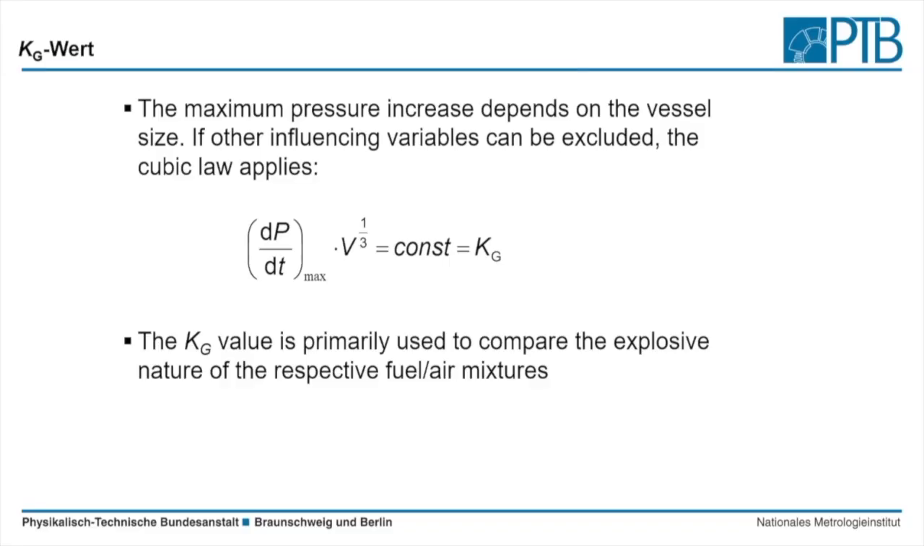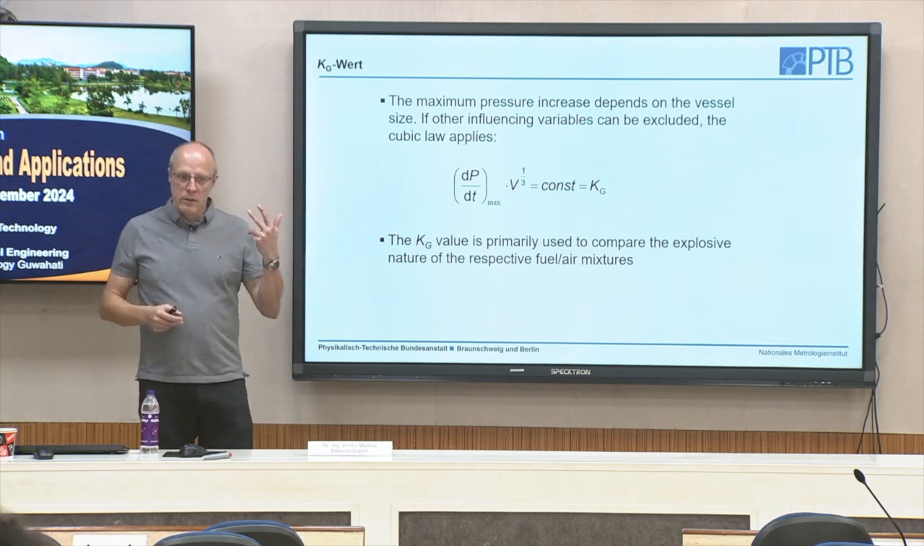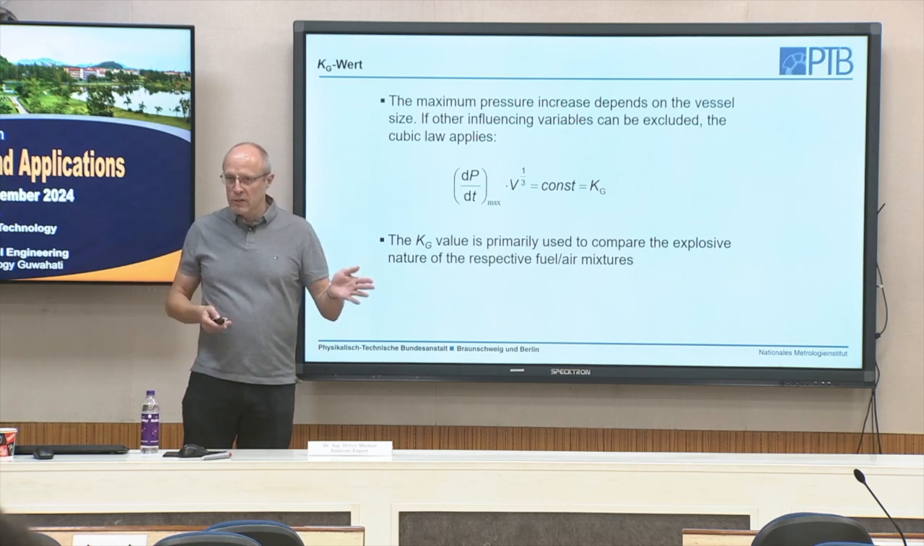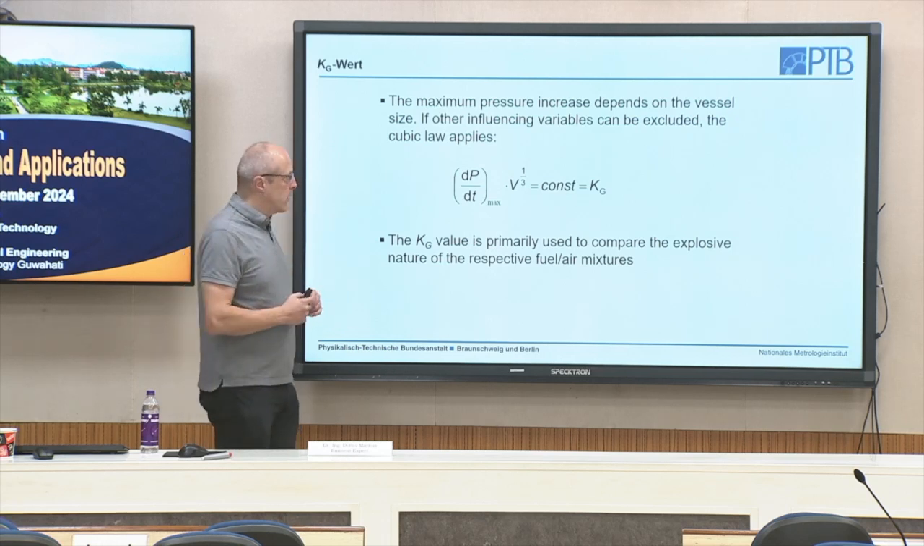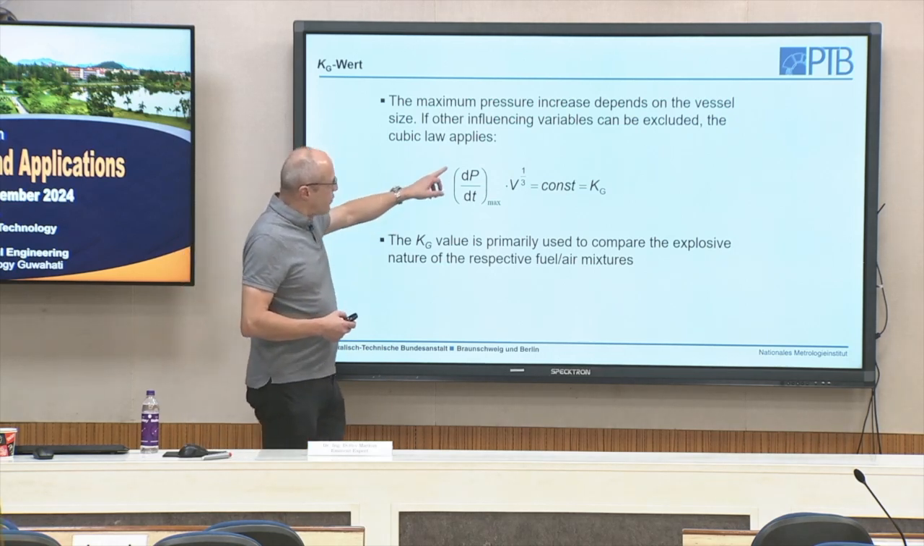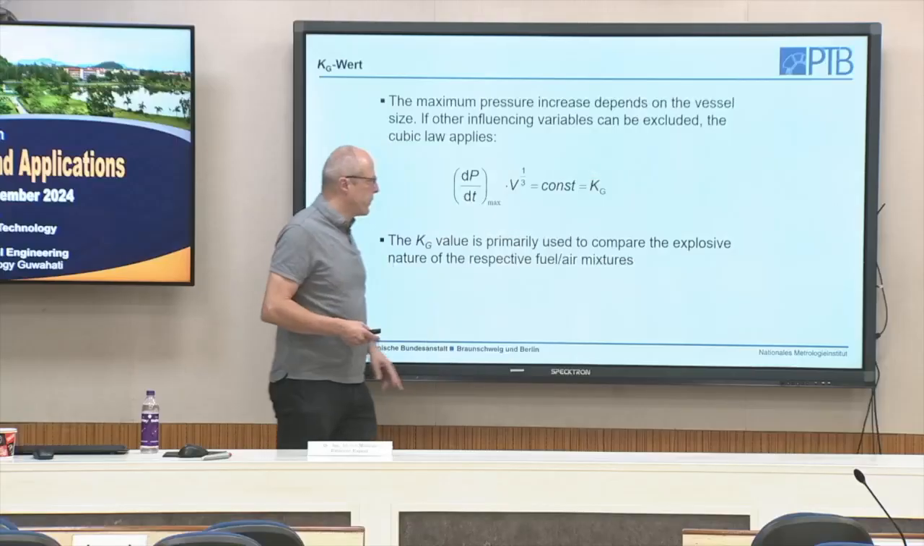And so, as a final value, you have seen the 3 pressure curves of propane: 20 cubic meter, 1 cubic meter, 1 liter. We always yield the same maximum explosion pressure, but of course there was a different pressure rise. dP over dt was not identical, but often this assumption works. So you normalize your dP/dt max value of your pressure curve with the cubic root of your volume, and this should give a constant number, the KG value.